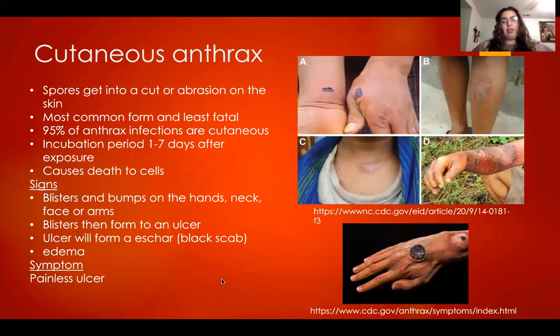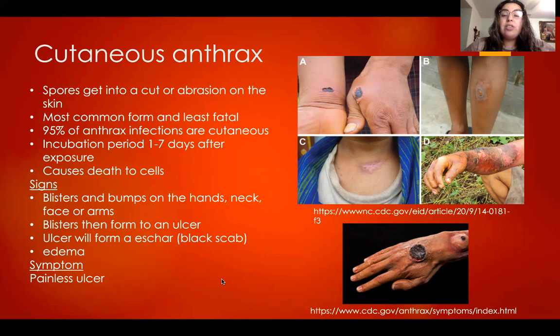Okay, so let's talk about cutaneous anthrax. The way that this is acquired is that endospores get into a cut or abrasion on the skin. This is the most common form and least fatal of anthrax, and 95% of anthrax infections are cutaneous. The incubation period is 1 to 7 days after exposure.